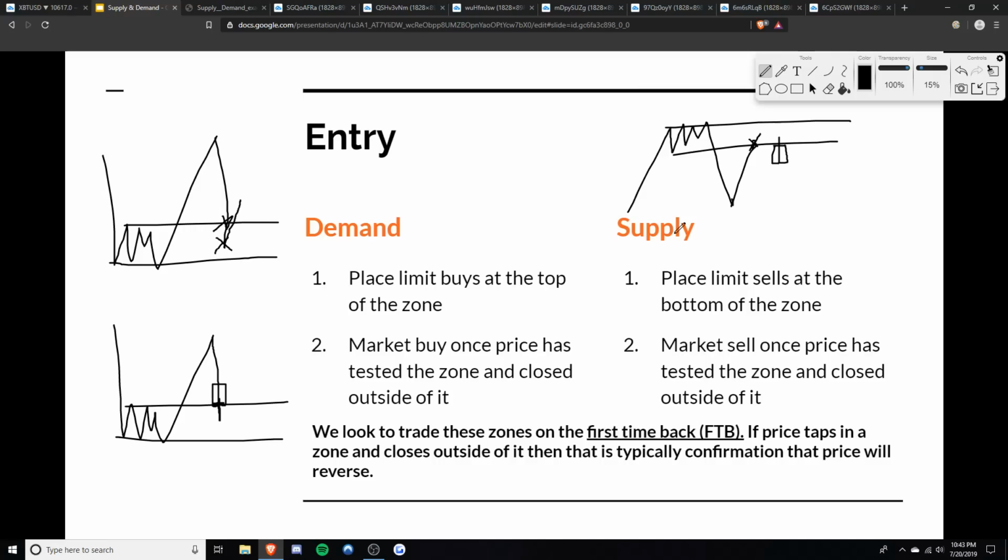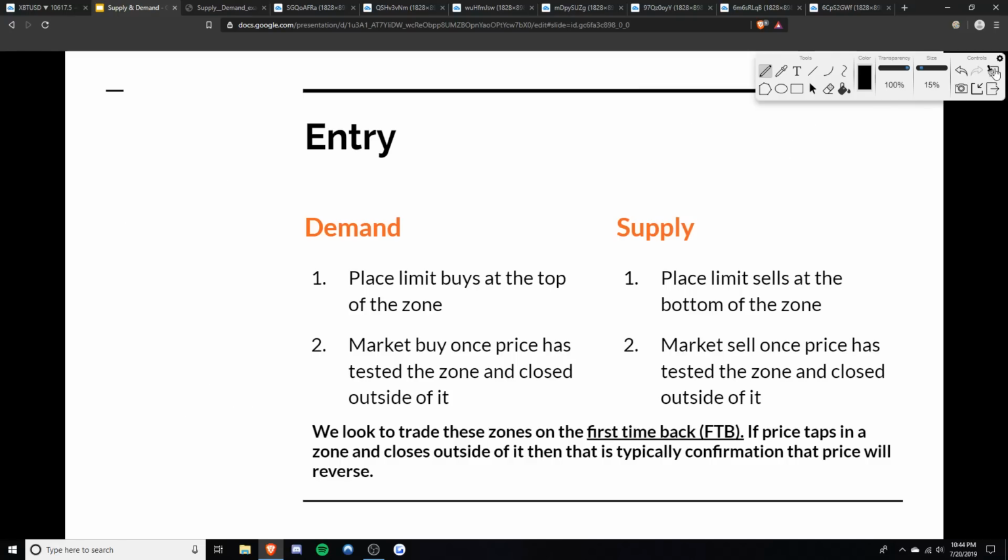And we only look to trade from these zones on the first time back. The reason for that is, like I said, once price taps into a supply demand zone, it consumes orders. So trading on the first time back gives you the highest probability and the best chance of a winning trade. So that's it for entries. It's pretty simple. There's not a whole lot of different ways to go about it.